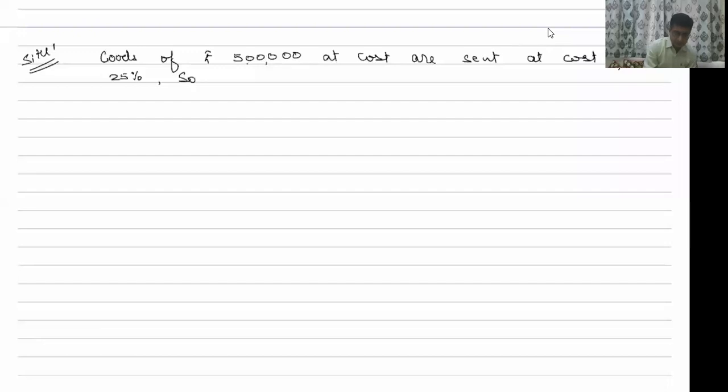let's say situation 1, goods of rupees 5 lakh at cost are sent at cost plus 25%. So IP will be, in this case, we have to do the calculation of invoice price related to the goods sent by the consignor to the consignee.